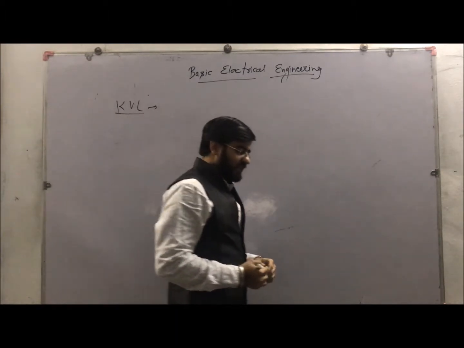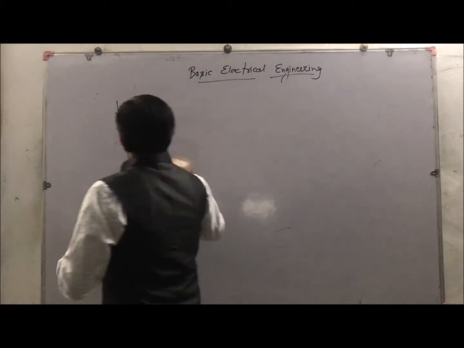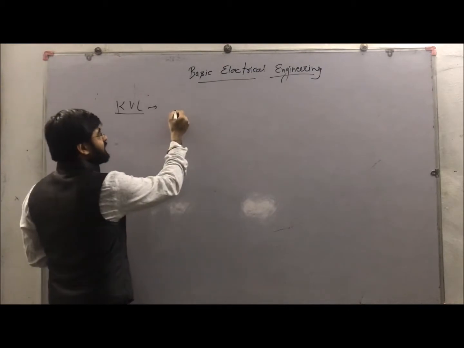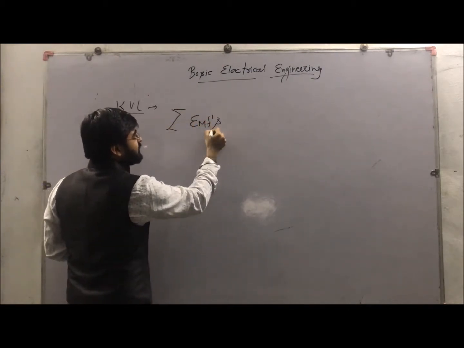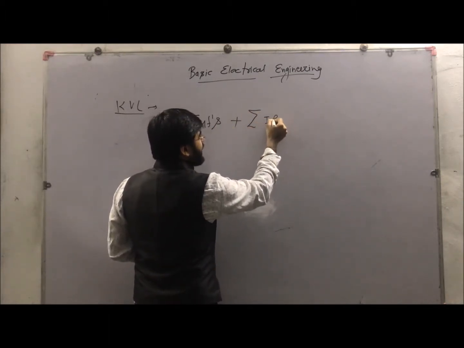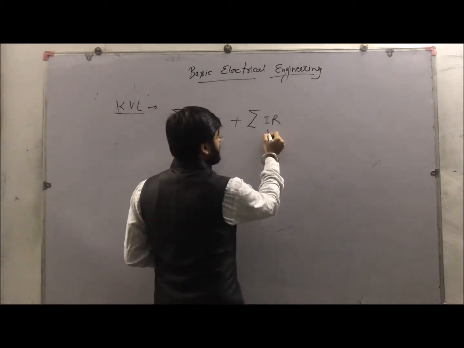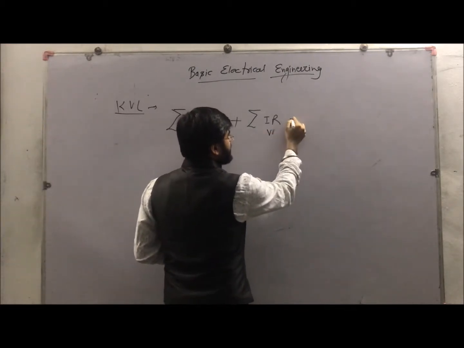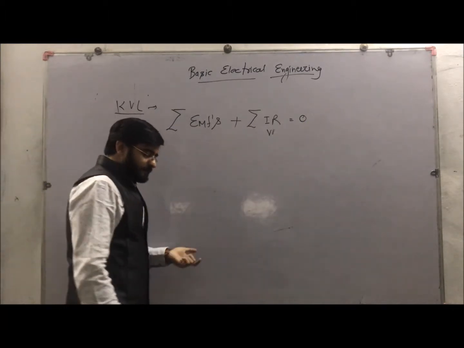So, according to KVL, in a closed loop or a closed mesh, the algebraic sum of voltage drop and voltage rise is equal to 0. Or we can write it as the summation of all the EMFs in the circuit and the summation of all the voltage drops, denoted by I into R, that is, ΣE + ΣIR = 0. This is the basic equation of KVL.